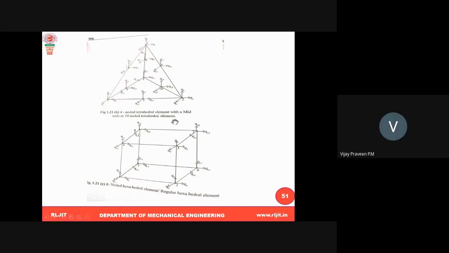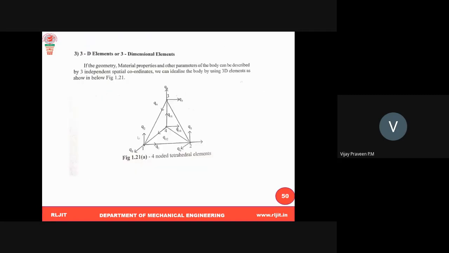Therefore, totally there are 24. Total 8 nodes, along with 24 nodal displacements, are there in this hexahedral element. So this is known as 3D elements.